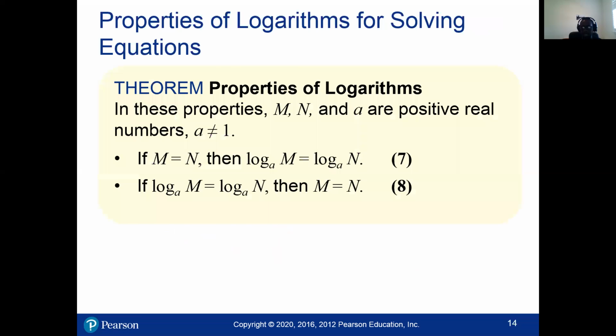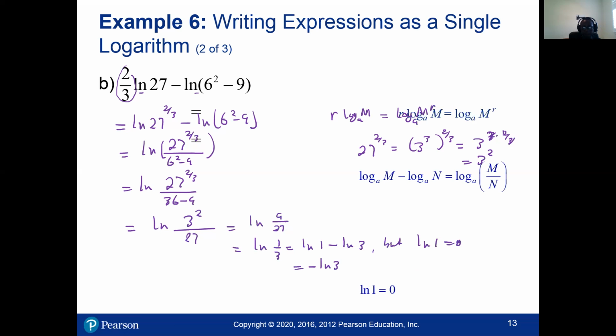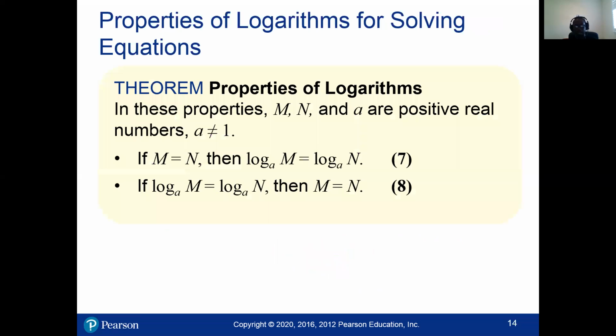Okay. So that is it, because natural log of 1 is equal to 0. So that's the answer. So we can express and then simplify because these are all numbers. Good. Now, the last property, which we will use in 5.6, solving equations, very important.